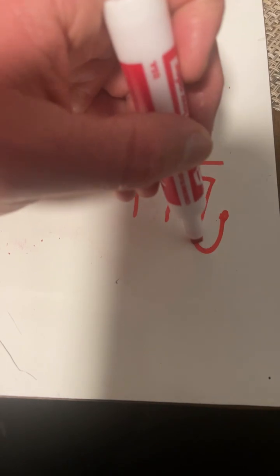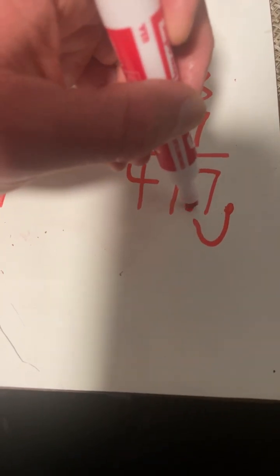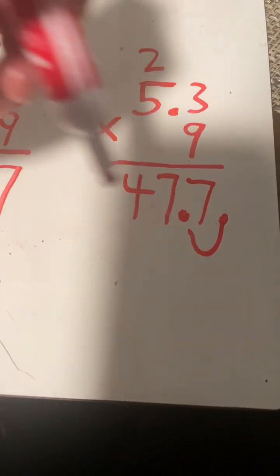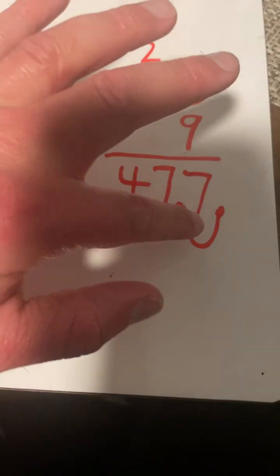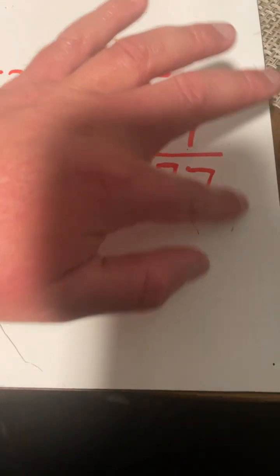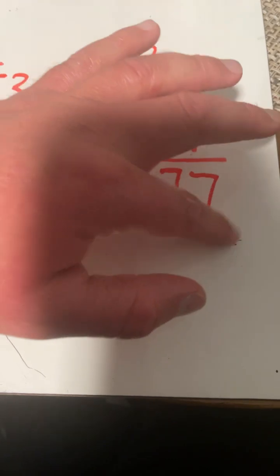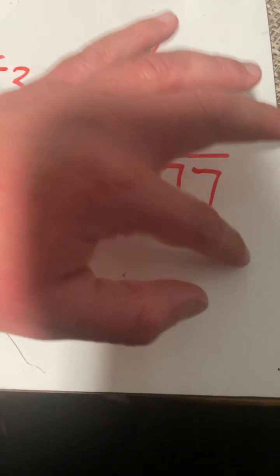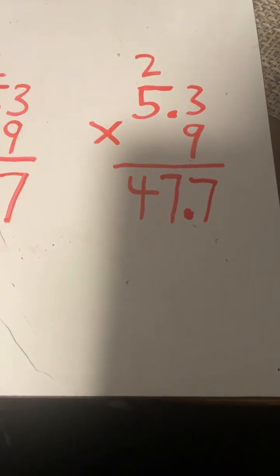So we're going to move the decimal point over 1. It's going from behind the 7 to in front of the second 7. And our answer changes from 477 to 47.7.